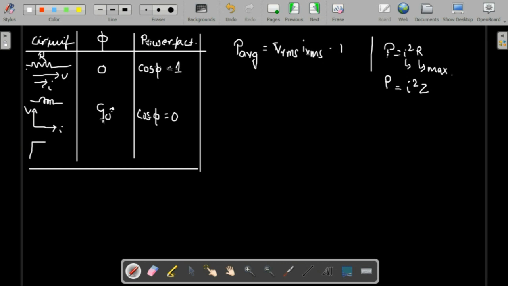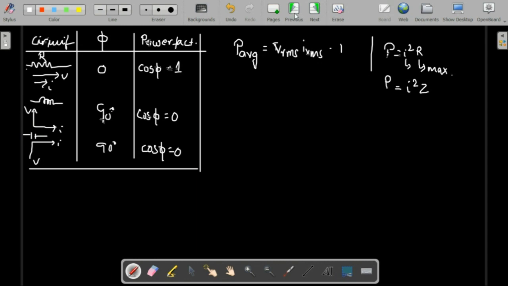Minimum power, I V, when we are considering a capacitive circuit. So here also it is 90 degree, cos phi is equal to 0. Okay. So this is the basic idea behind power factor.